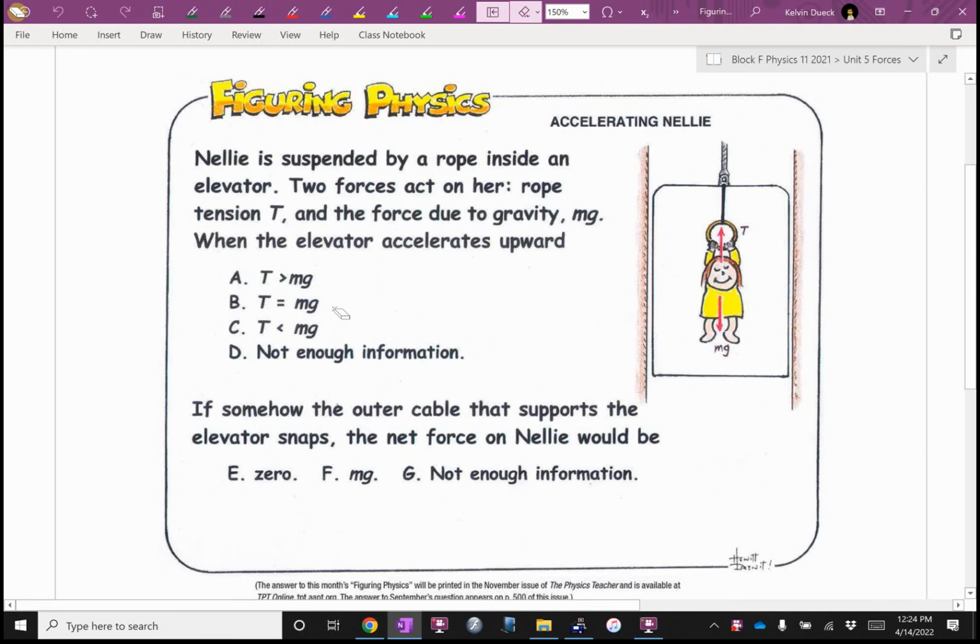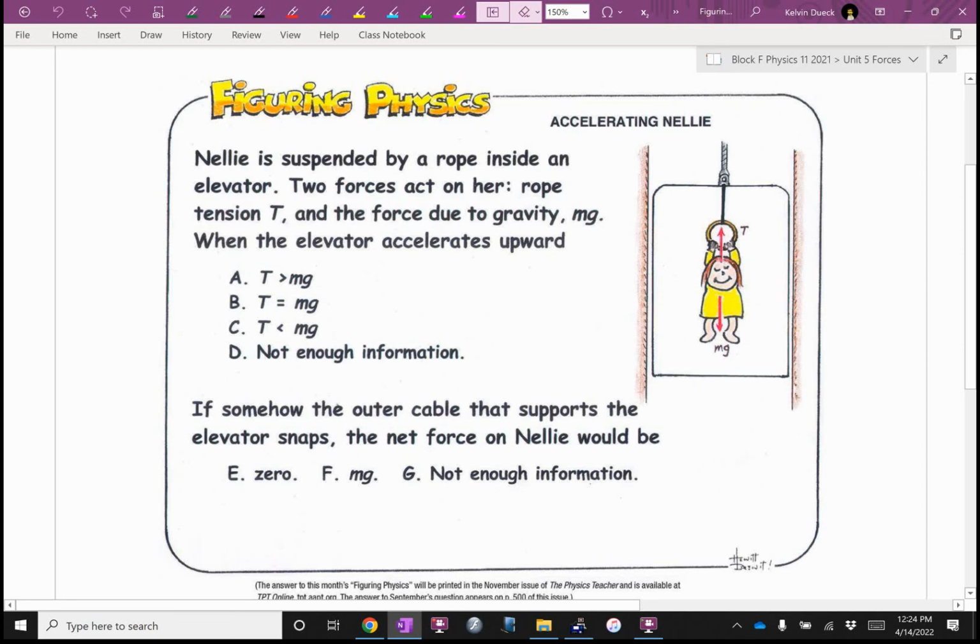B, tension is the same size as mg. C, tension is smaller than mg. Or D, I don't have enough information. That's part one. Part two, suppose somehow the outer cable that supports the elevator snaps. The net force on Nellie would be A, 0, B, mg, or C, I need more information, like her mass.